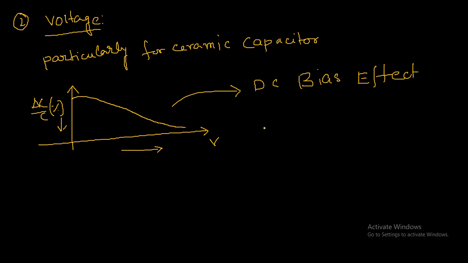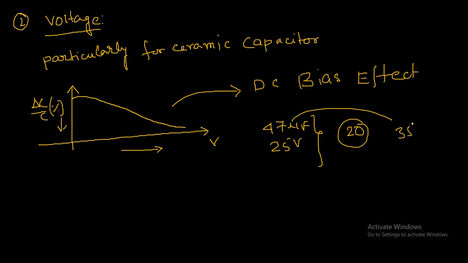Now let's say you have a 47 microfarad capacitor rated 25 volt. But when you apply 20 volt or 25 volt, this capacitor will no more be 47. It might be 35 microfarad. You need to check in the manufacturer data sheet how much percentage is getting derated. This effect is mainly very significant for ceramic capacitors. For all other types of capacitor, film capacitor, electrolytic, this effect exists but not as significantly as in ceramic capacitors.